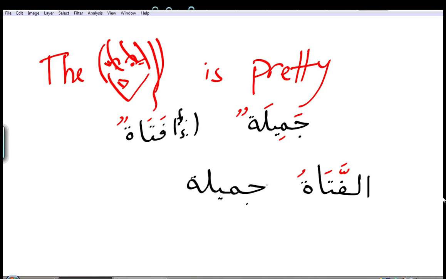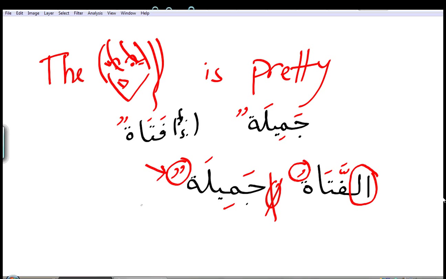If I want to say the girl is pretty, I have to say الفتاة, ending with just ضمة, starting with al. جميلة, no al. Okay, it's not defined. And ending with tanween. And it has to be tanween ضم, and here it has to be ضمة, or what is the equivalent for ضمة.